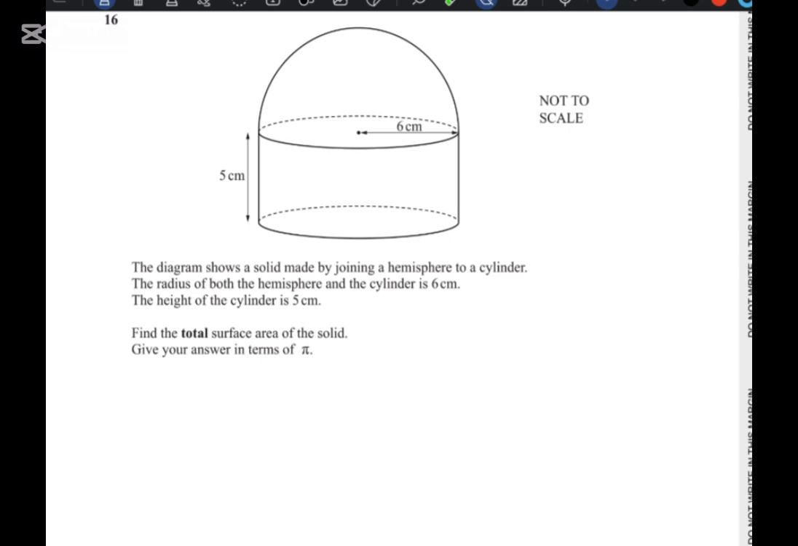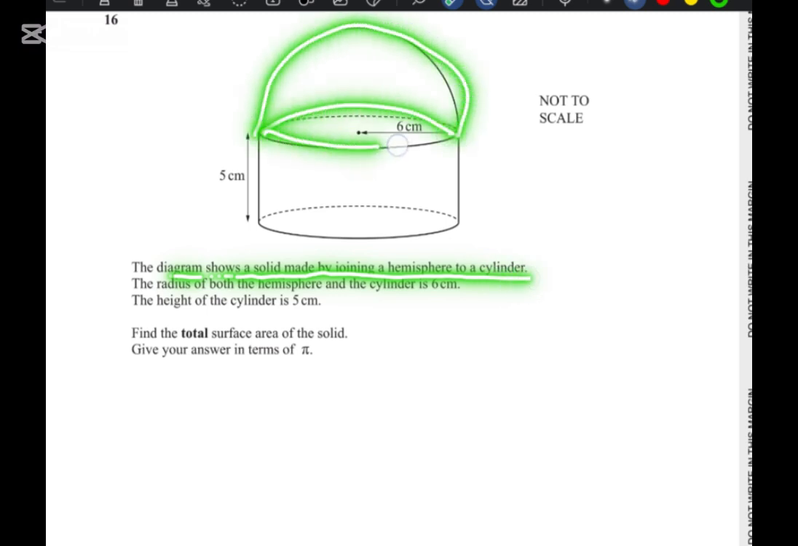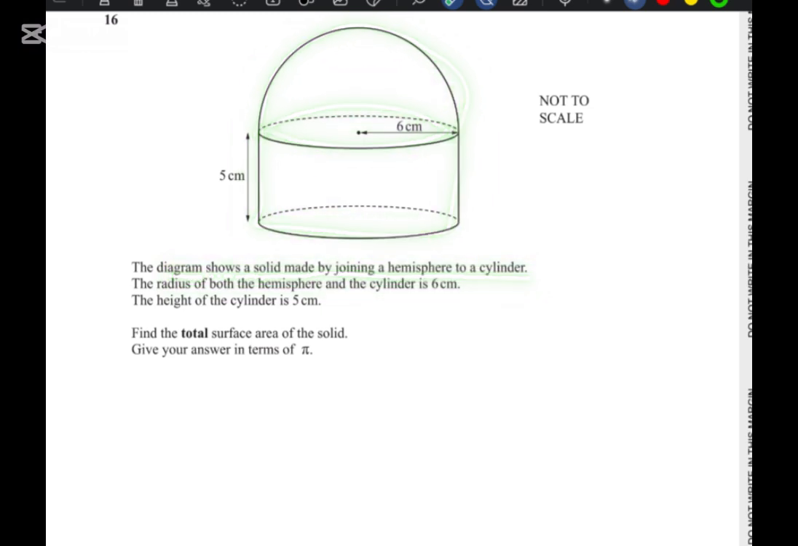Question number 16. The diagram shows a solid made by joining a hemisphere to a cylinder. So this is a hemisphere and it is joined to a cylinder. The radius of both the hemisphere and cylinder is 6 centimeters. The height of the cylinder is 5 centimeters. Find the total surface area of the solid. Give your answer in terms of pi.